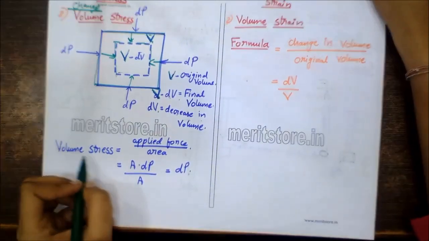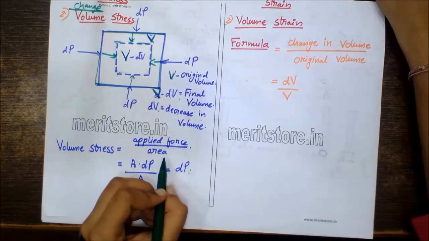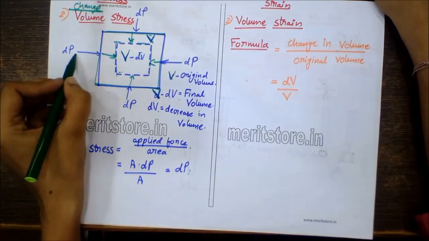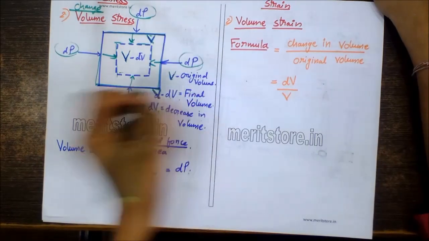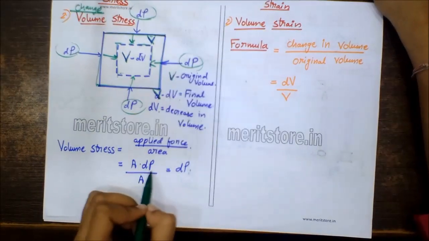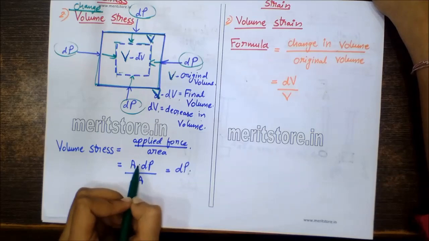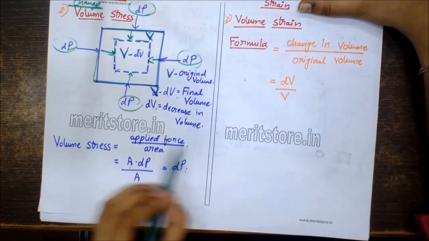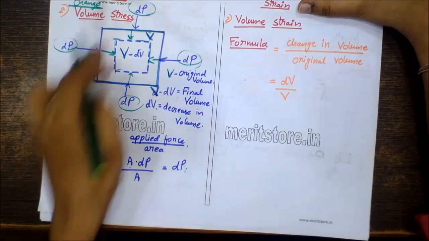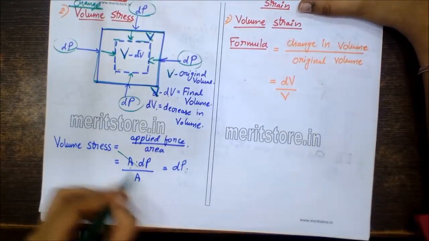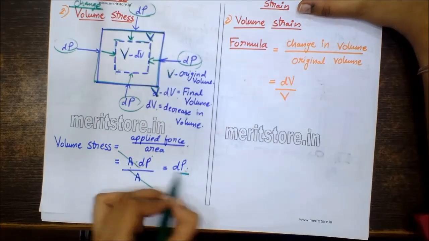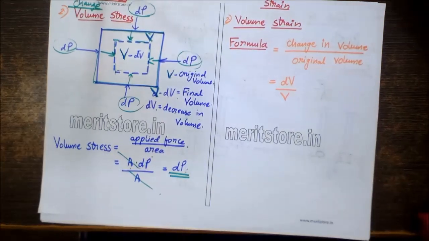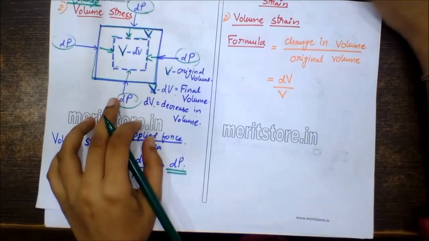So again, volume stress will be applied force upon area. What force did we apply in this? The force we applied was pressure from all the four sides. So my applied force will be pressure into area. Why? Because we are applying pressure over the entire area. Upon area, that is the original area. So this A and A will get cancelled. The formula for my volume stress will be only dP, that is change in pressure. That is my applied force.